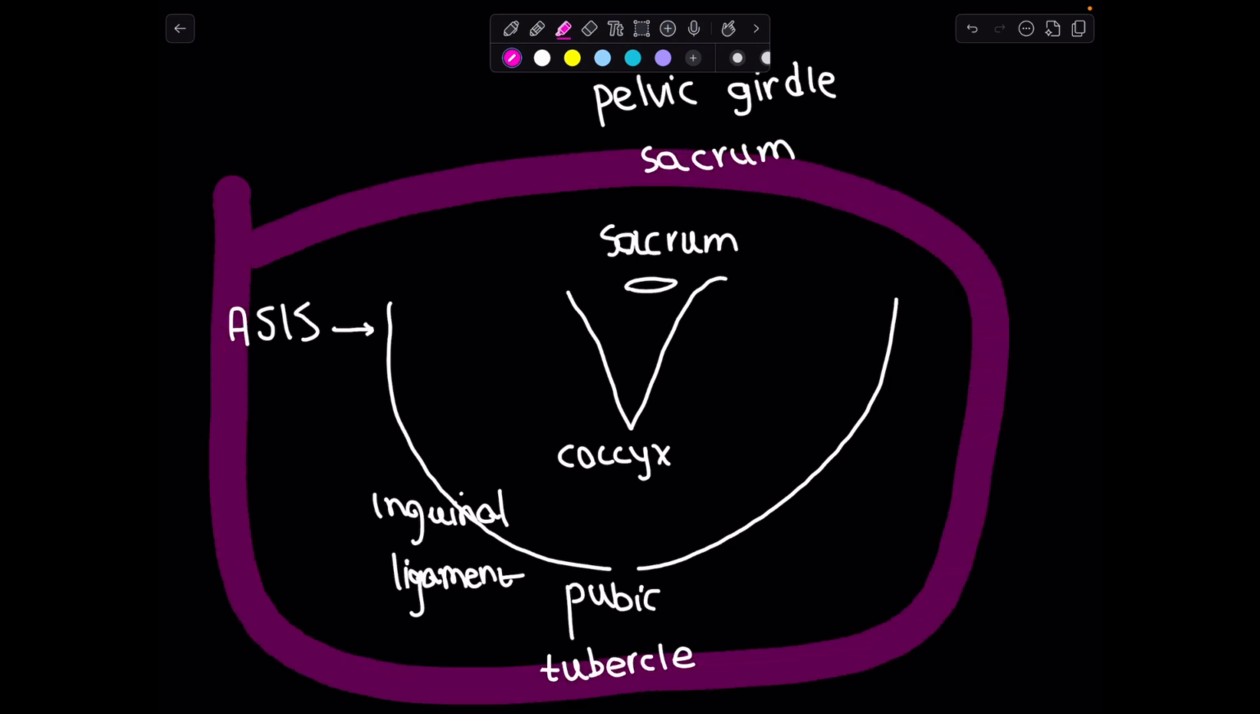Can you explain to me the etymology? Are you confused where these etymologies come from? Why you name them such? Like how the etymologies relate to the physical location? Pubic tubercle, for instance, coccyx, inguinal ligament, sacrum.